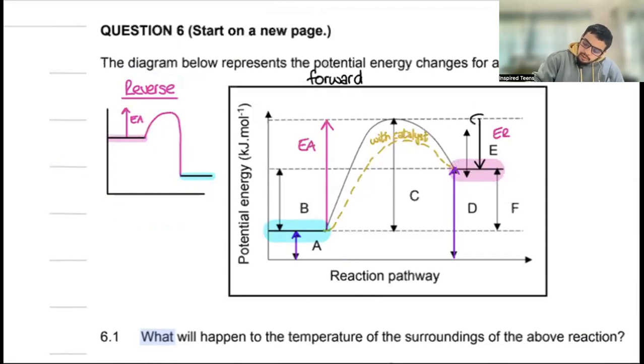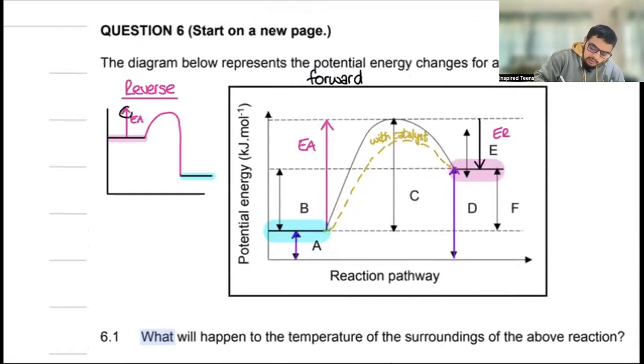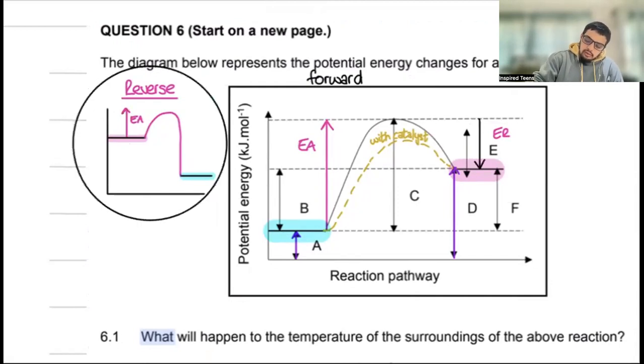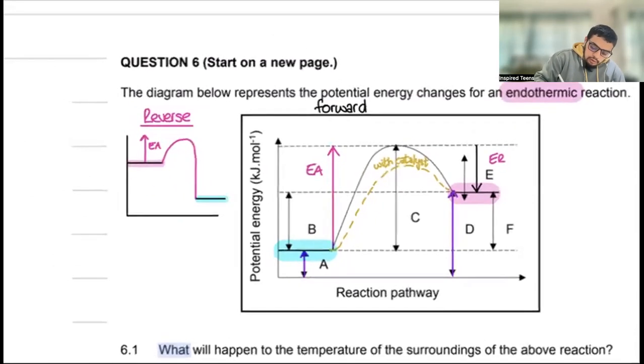The energy from the activated complex to the product is the same energy that's from the activated complex to this product being used as a reactant in the reverse reaction. So that's why E represents the activation energy of the reverse reaction. Because again, we just have to use the energy of the product as a reactant and the energy of the reactant as a product. These are like the new reactant and new product, if you will, because now it's the reverse reaction.